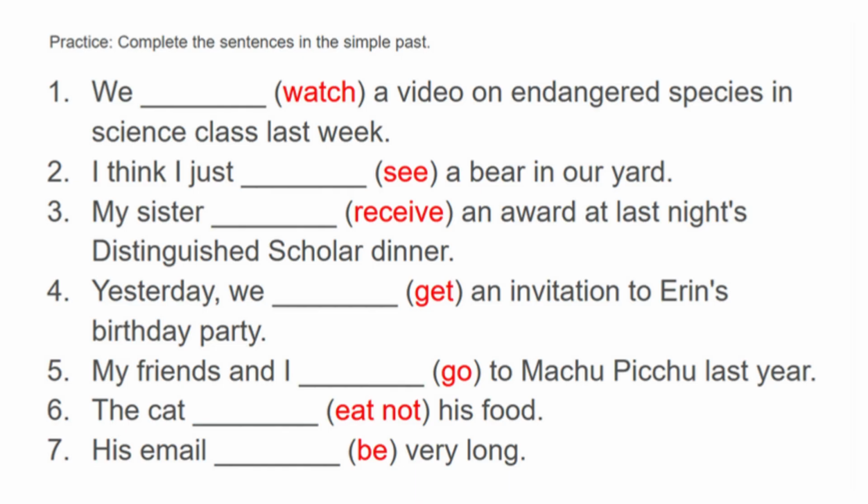Let's practice. Complete the sentences in the simple past. So you're going to take the word in parentheses and conjugate it into the simple past. Go ahead and pause the video to work on 1 through 7, and we'll go over the answers in just a minute. All right, hopefully you had time to pause the video and answer these questions. Let's look at the answers.